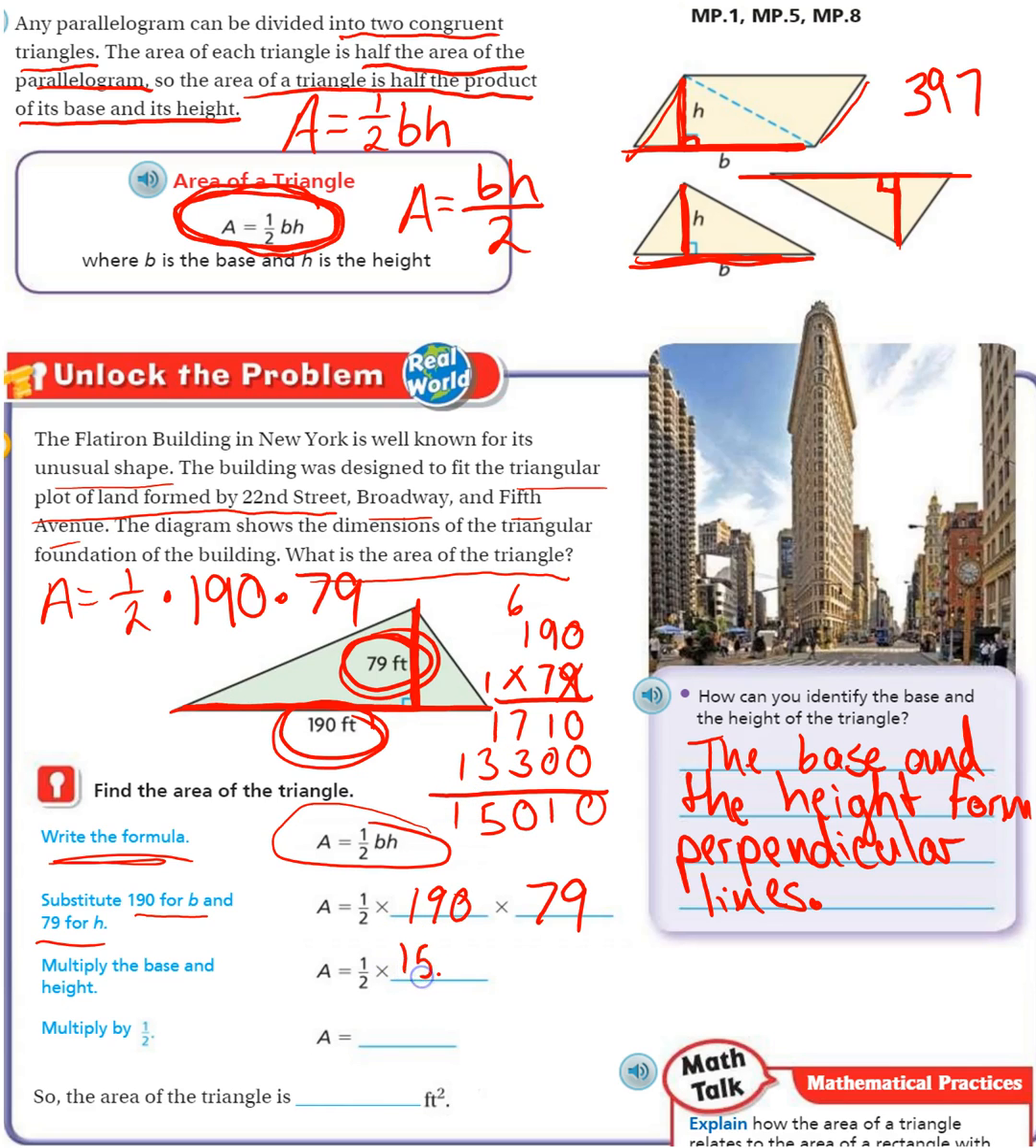So 15,010. And now we do half of that. Okay, so half of 15 is going to be 7,500, and then half of 10 is 5, so 7,505 would be my area.